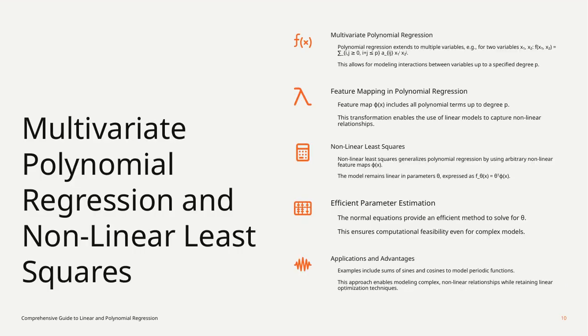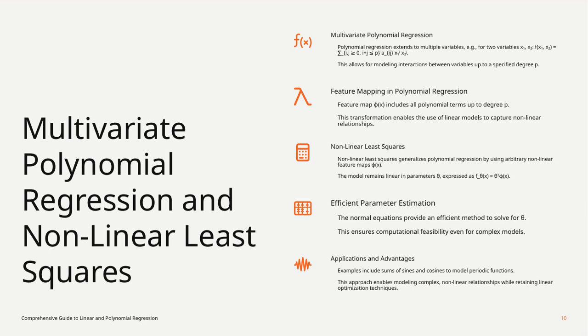Now, let's look at multivariate polynomial regression and nonlinear least squares. These methods are powerful because they allow us to model complex relationships between multiple variables. One key advantage is that the normal equations provide an efficient way to estimate the parameters, theta. This makes solving even for complicated models computationally feasible.